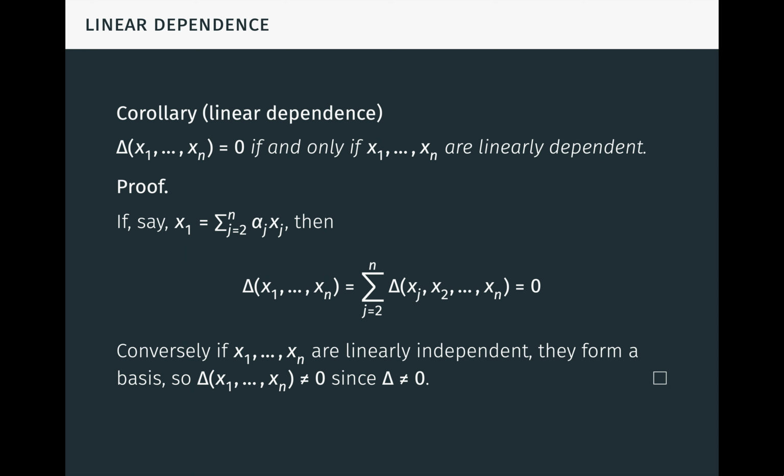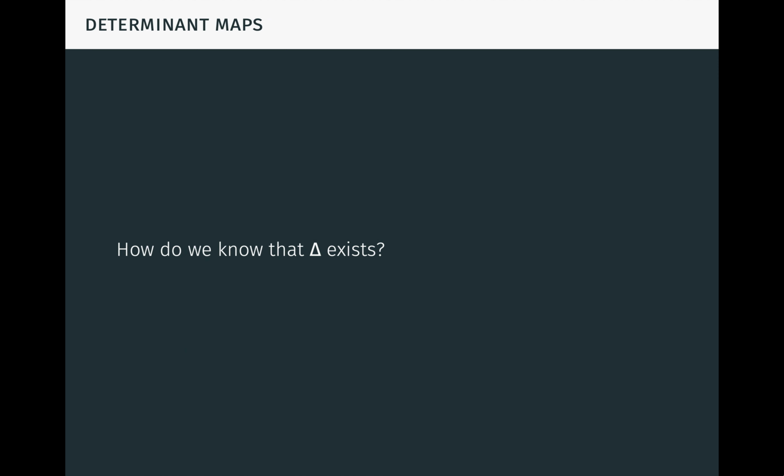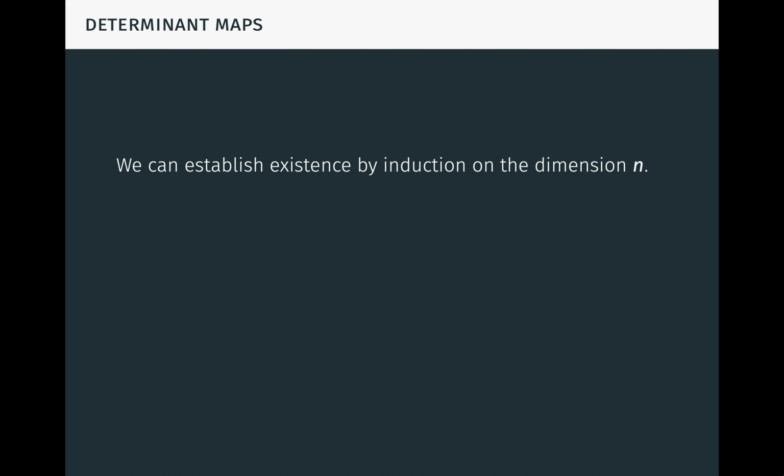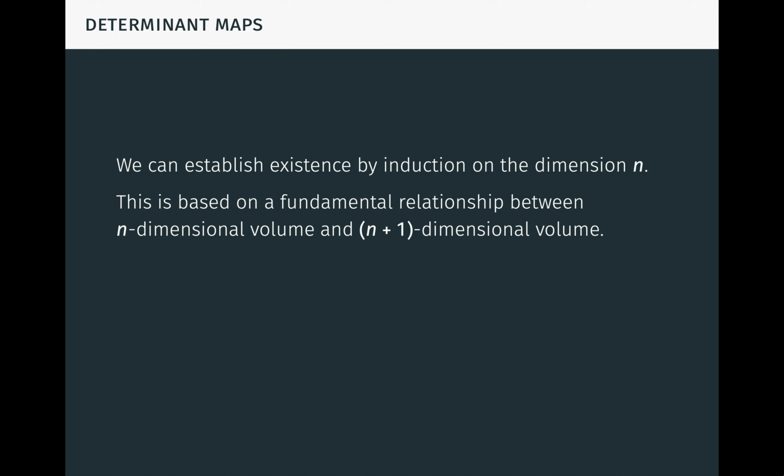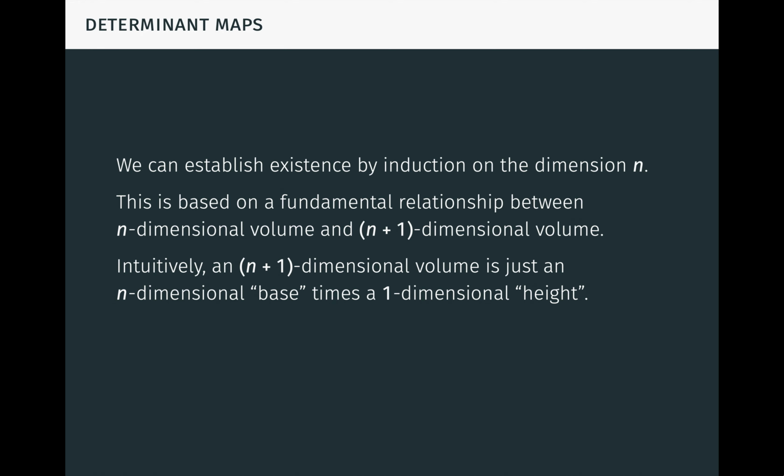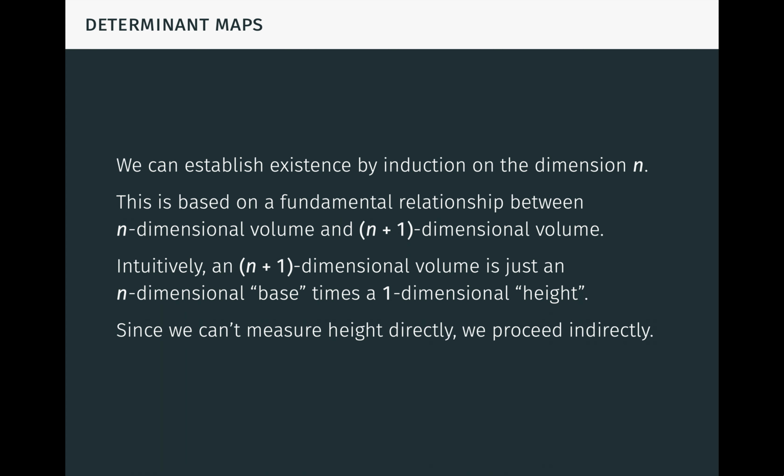So delta is pretty cool, being universal and determining linear dependence and all. But how do we know that delta actually exists? We've only assumed that it exists, we haven't proven it. We can establish existence by induction on the dimension n. This is based on a fundamental relationship between n-dimensional volume and n plus 1-dimensional volume. Intuitively, an n plus 1-dimensional volume is just an n-dimensional base times a 1-dimensional height. But since we can't measure height directly in an arbitrary vector space, we proceed indirectly.